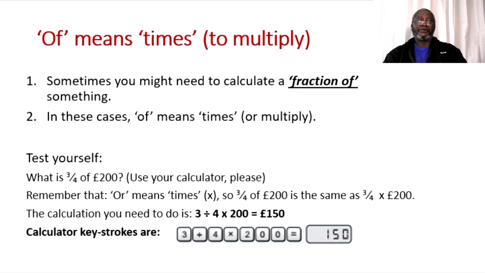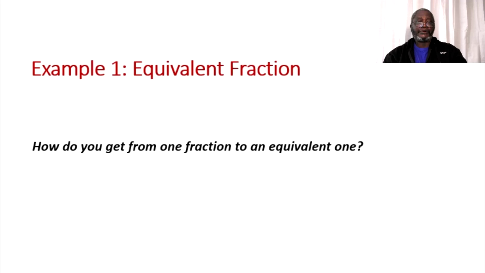Example 1, equivalent fractions. How do you get from one fraction to an equivalent fraction? Think about it. If you say you multiply the top and leave the bottom out, you'll be wrong. But if you say you multiply the bottom and leave the top out, you'll also be wrong. What you need to do is multiply both by the same number.